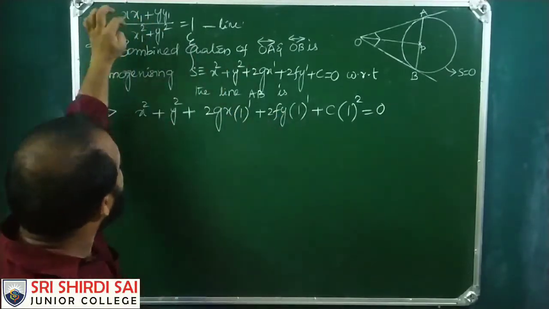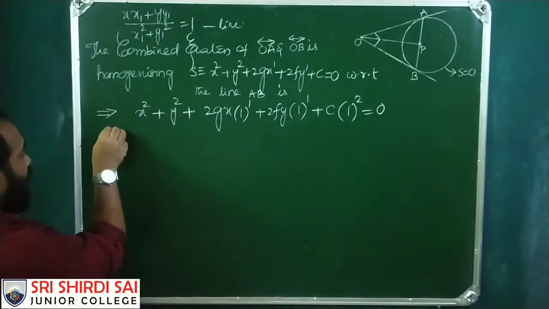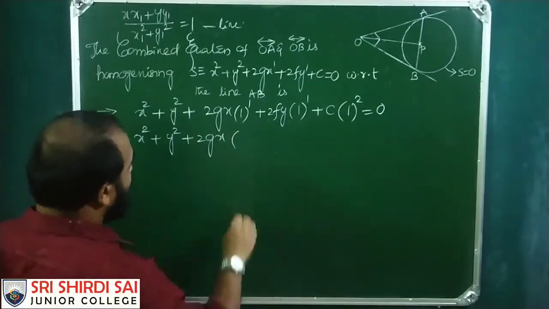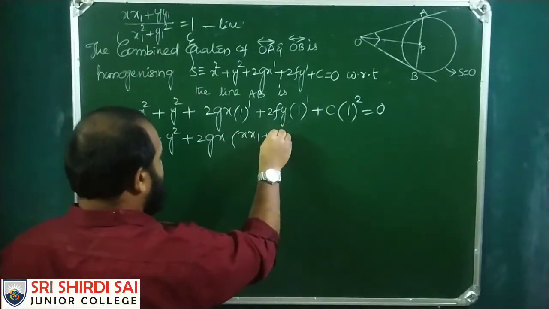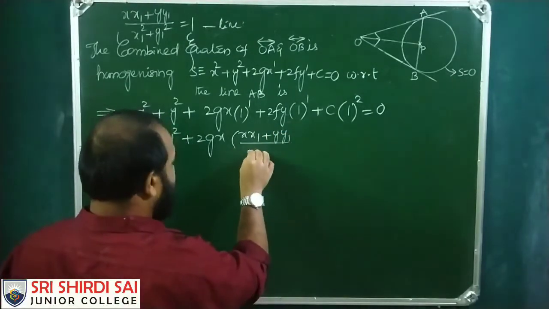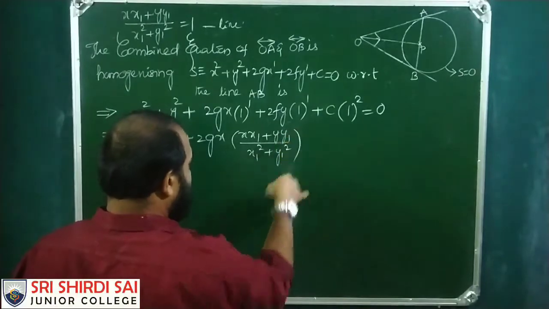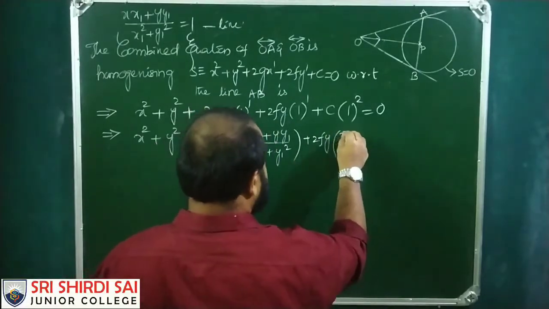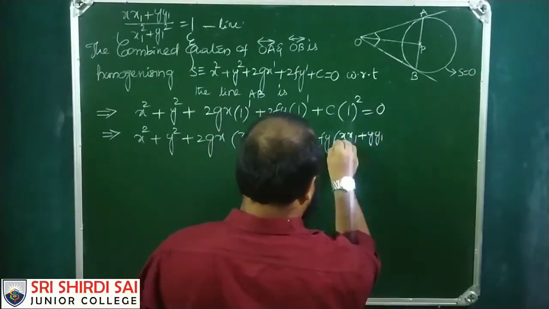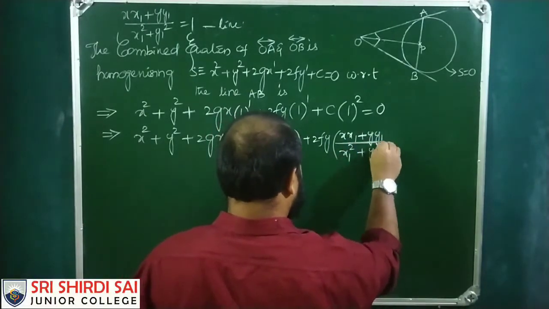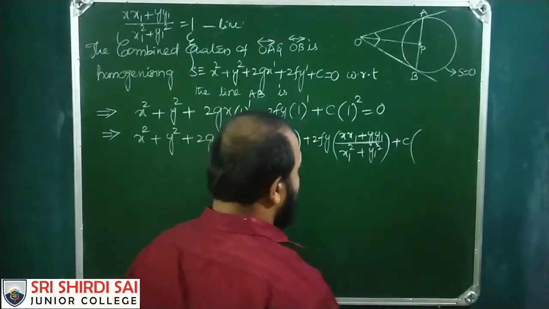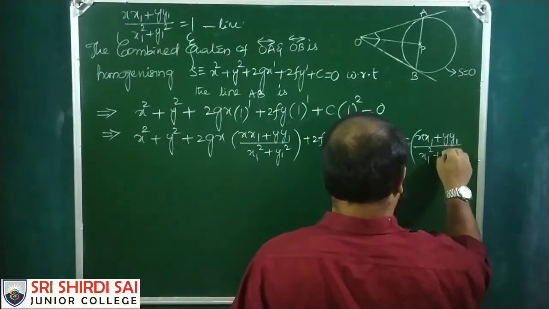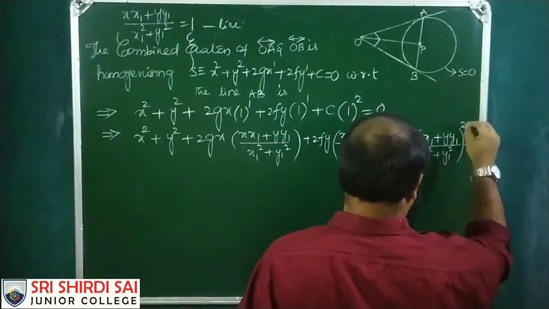And what is this one? This one we have prepared already. So x square plus y square plus 2gx into what is 1? xx1 plus yy1 by x1 square plus y1 square, plus 2fy into xx1 plus yy1 by x1 square plus y1 square, plus c into xx1 plus yy1 by x1 square plus y1 square whole square equals 0.